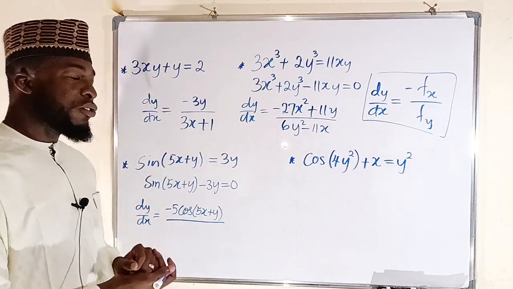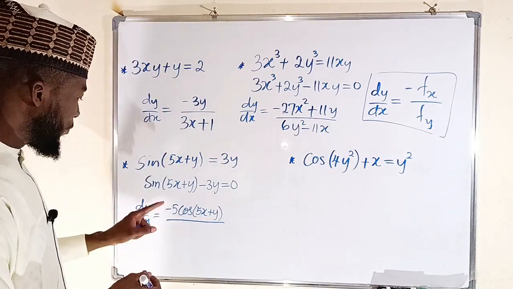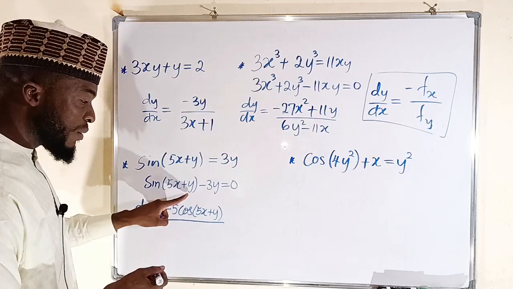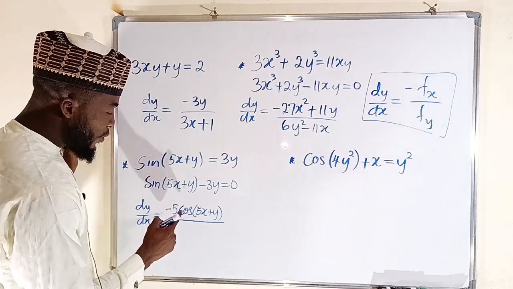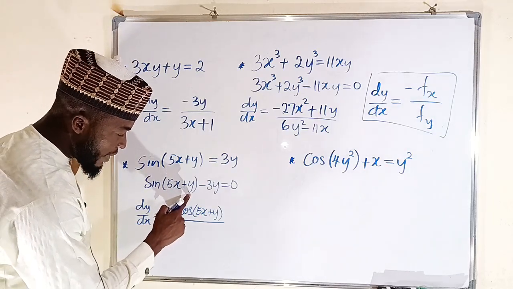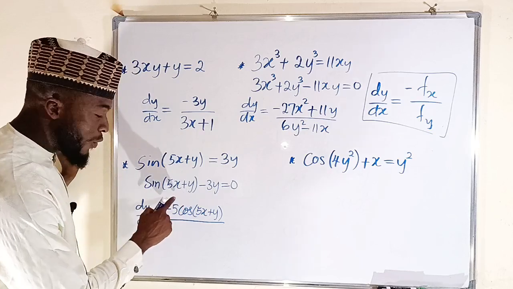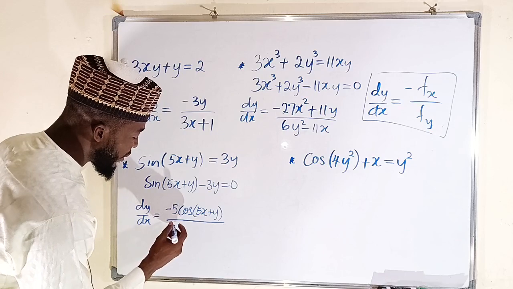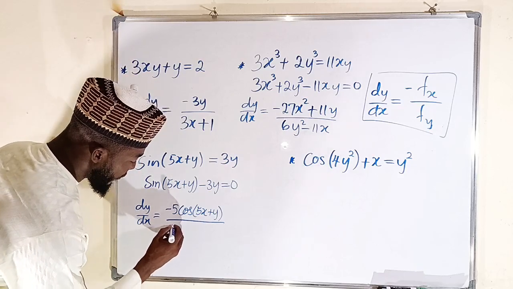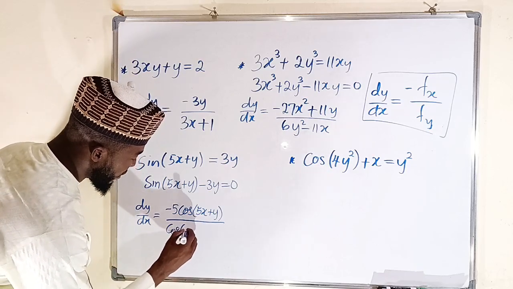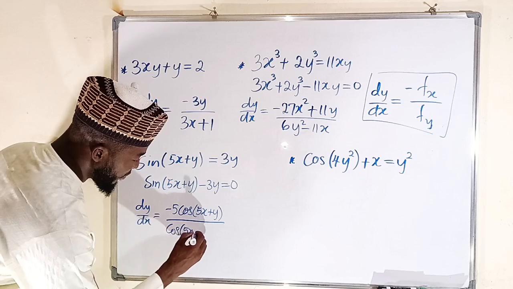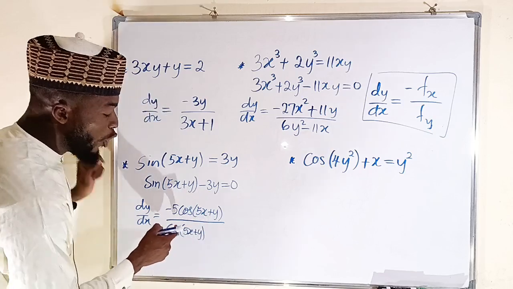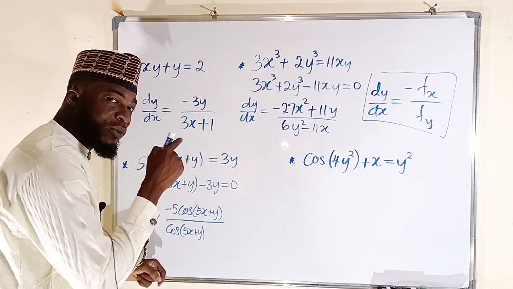This time around, we are going to differentiate with respect to y. Again, you do the same thing because we have y here. So if you differentiate y, which is inside, or let me start with the outside. If you differentiate sine of the whole of this, you get cosine of the whole of that, right? So we have cosine of 5x plus y. You multiply by the derivative of the inner function.